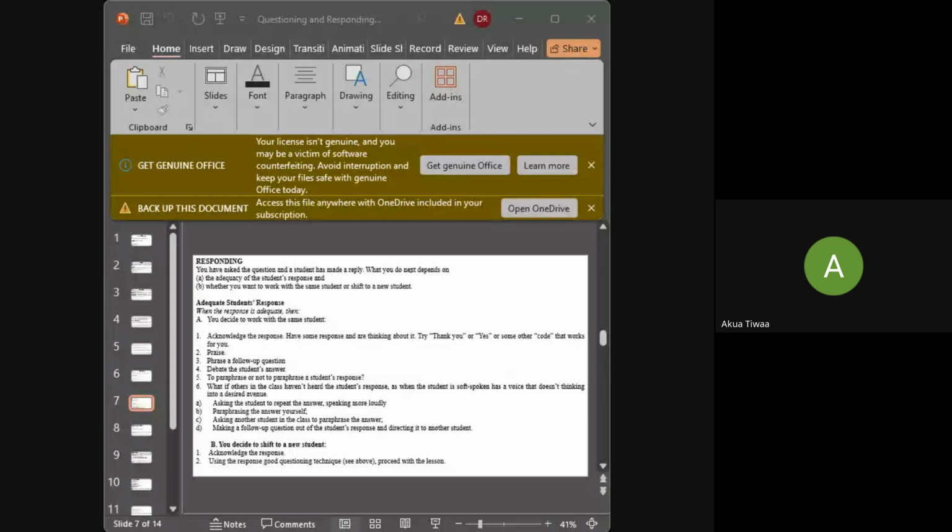Okay, so as I said, you can debate the answer. So, could you say this? What do you think? Do you think it is right? And then intentionally, you want others to also come out with their ideas. Again, when the student has said that, you can also paraphrase what he or she said.